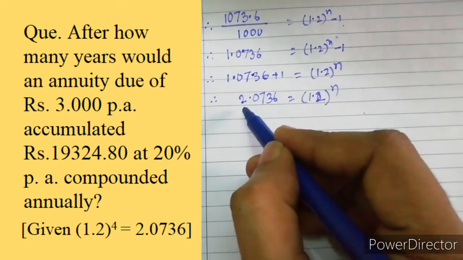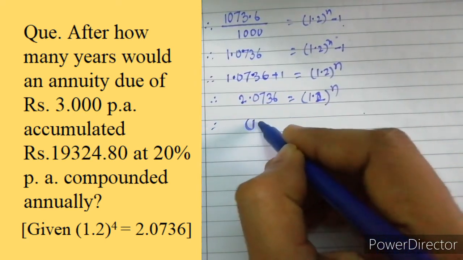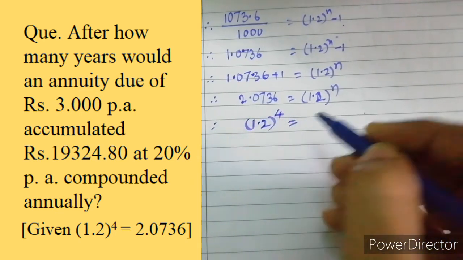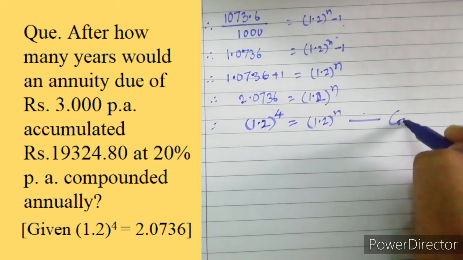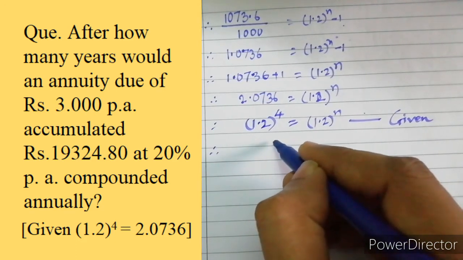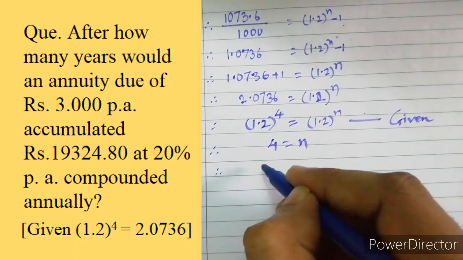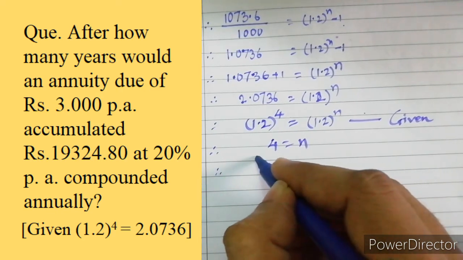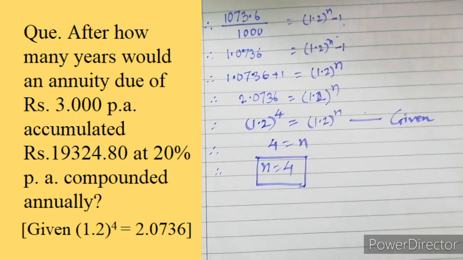But it is given that 2.0736 is 1.2 bracket raised to 4. Okay, and therefore you can say 4 is equal to n, or n equal to 4. So how many years? 4 years. That's all.